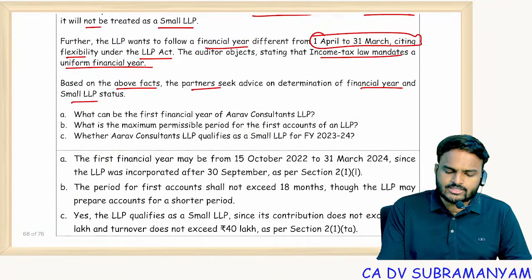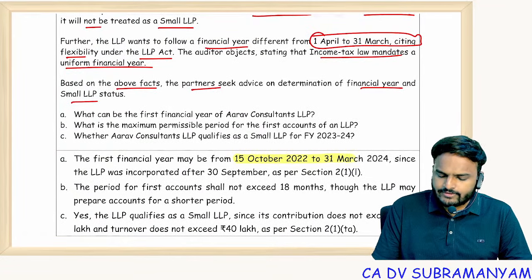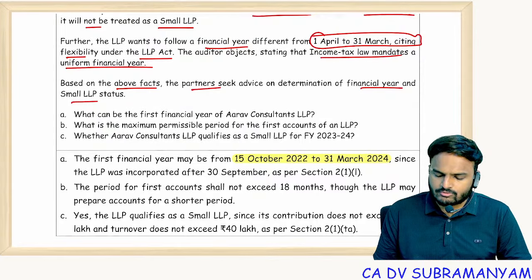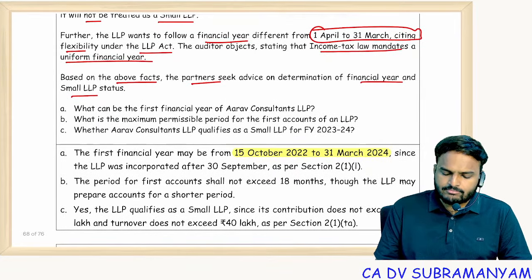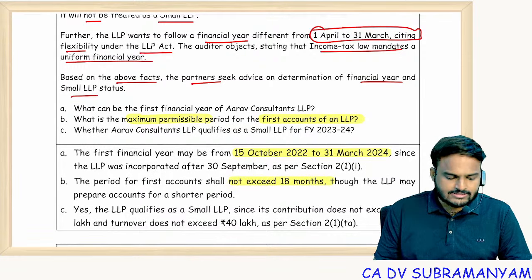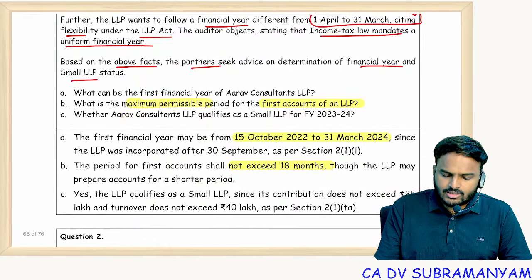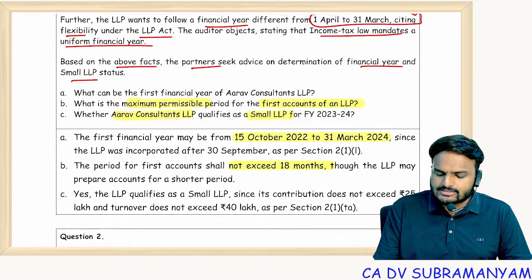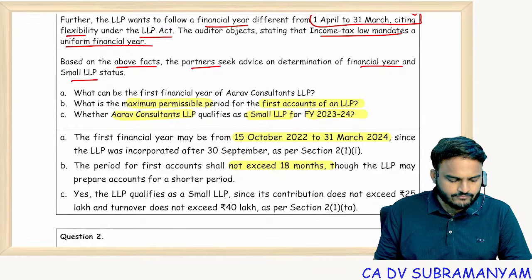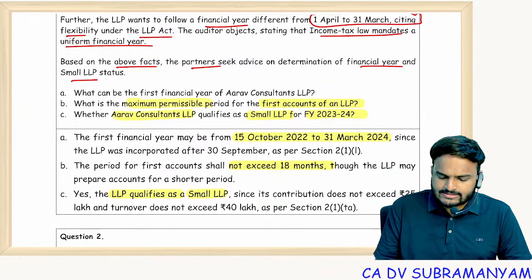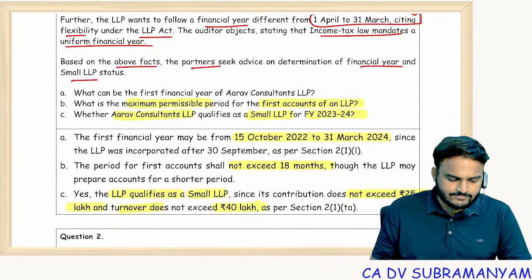So the first financial year date you can see is 15th October to 31st March 2024. What is the maximum permissible period for the first accounts of an LLP? It is 18 months. It shall not exceed 18 months. And whether Arav Consultants LLP qualifies as a small LLP for the financial year 23-24? Yes, the LLP qualifies as a small LLP since its contribution does not exceed 24 lakhs and turnover does not exceed 40 lakhs. Clear?